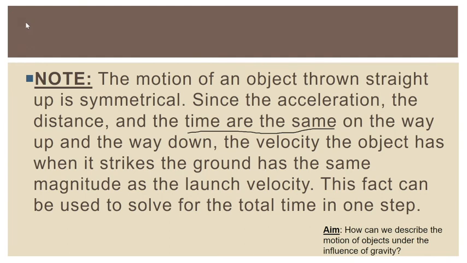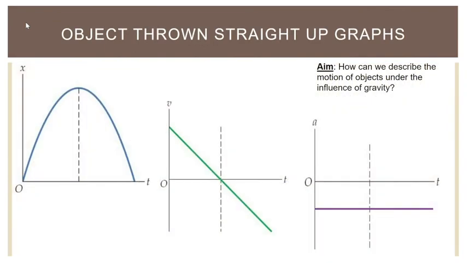Okay, and so to wrap this up, we've got one last thing to discuss, and that is what the graphs look like. So let's go ahead and take a look at those graphs for an object thrown straight up in the air. This is what the graphs look like. And notice this should make a pretty good amount of sense here based on the rules for graphing, starting with the position versus time graph.